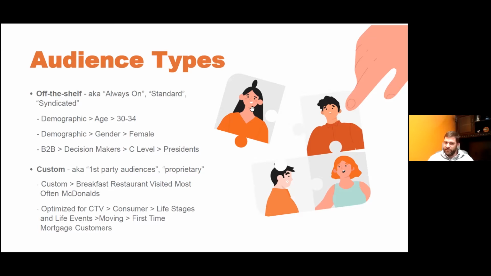So as you can see, another actual example, people going through life stages and life events like moving and first-time home buyers. That would be something that isn't always available off the shelf, especially with that first part, the optimized for CTV. So a lot of layers to that segment to unpack, but most of the time you will be able to get to the bottom of what that segment is. And hopefully by the end of this presentation, you'll know the questions to ask to get there.